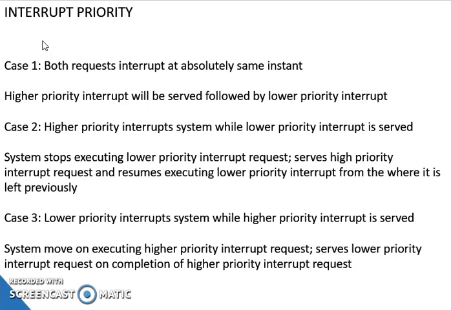In case 2, a higher priority interrupt occurs while a lower priority interrupt is being served. The system stops executing the lower priority interrupt request, serves the higher priority interrupt first, and then resumes executing the lower priority interrupt from where it left off previously. In case 3, a lower priority interrupt occurs while a higher priority interrupt is being served. The system moves on executing the high priority interrupt request, and serves the lower priority interrupt request on completion of the high priority interrupt request.